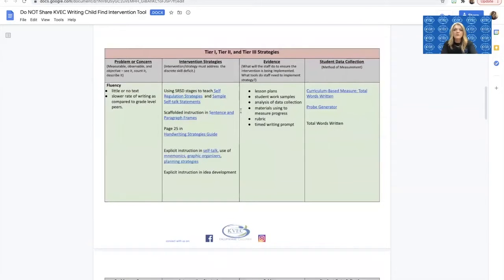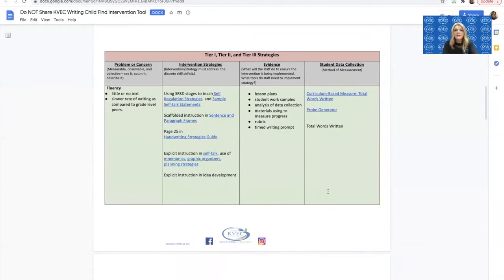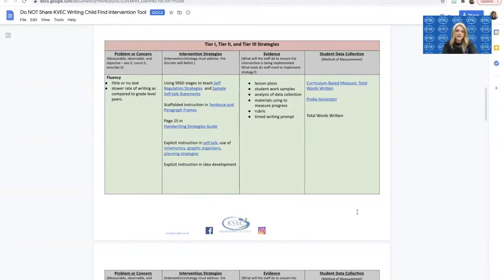Going down to the next section of our tool, we have our Tier 1, Tier 2, and Tier 3 strategies. When we go into talking about the intervention strategies for writing, these writing strategies can be used in Tier 1 instruction, Tier 2, and Tier 3 interventions. What makes the tiers different is the level of intensity, the frequency of the strategy, and the duration. We have divided this writing tool into the 7 components of writing.